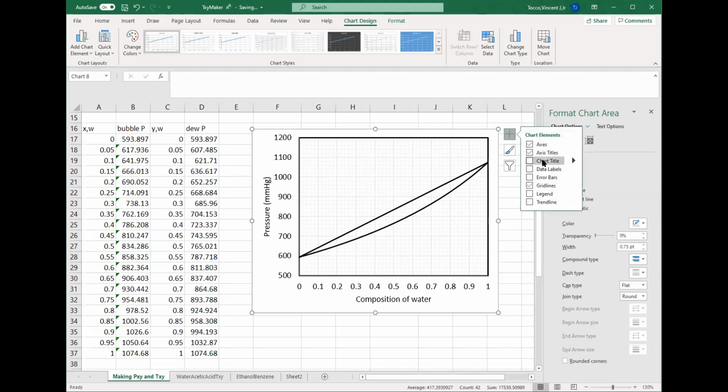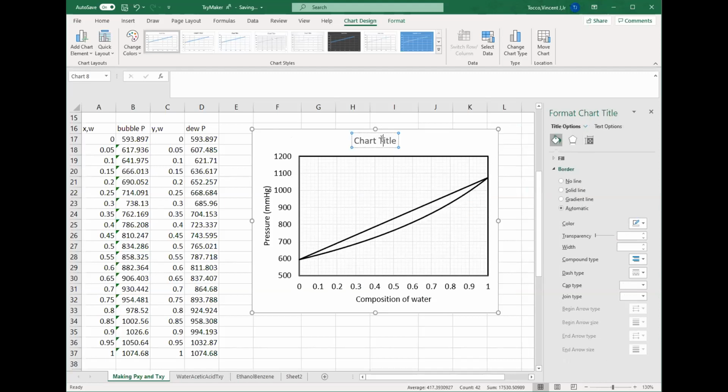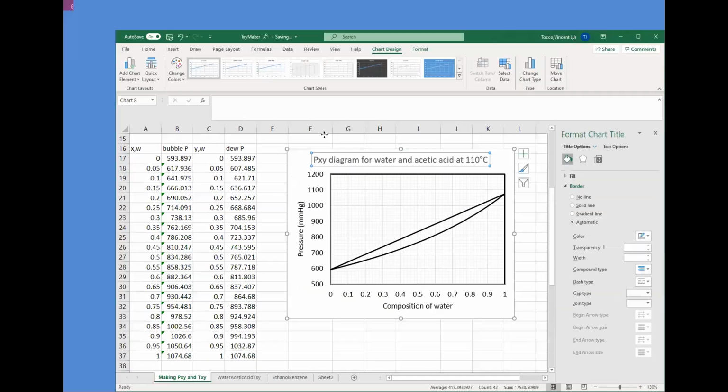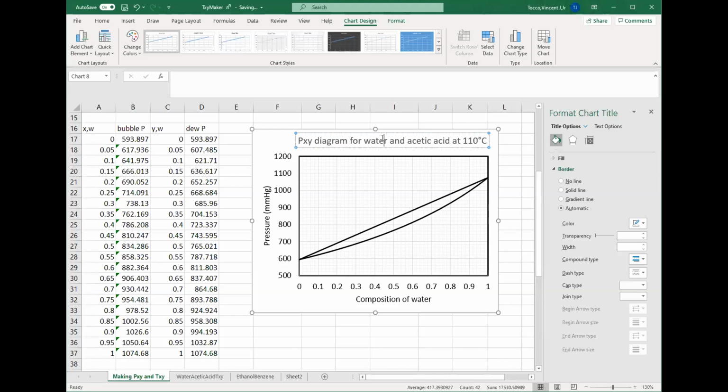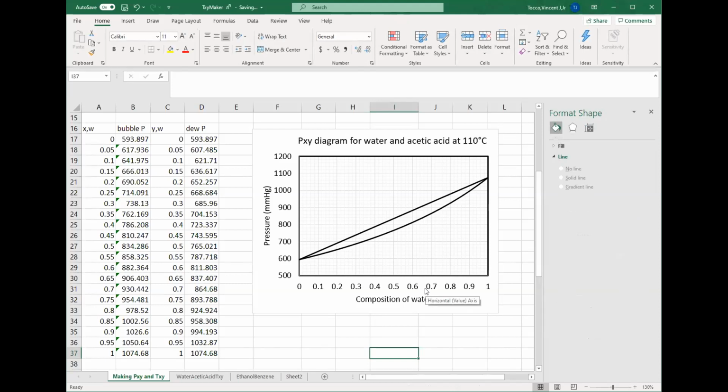The last thing I want to do is add a chart title. Sometimes you may not need a chart title, but for this chart, I want PXY diagram for water and acetic acid at 110 degrees. To type the degree sign, you just hold Alt and then 0176. PXY diagram for water, acetic acid at 110 C, and make it black. And I finally have a completed PXY diagram. Next, I'm going to draw the TXY diagram.